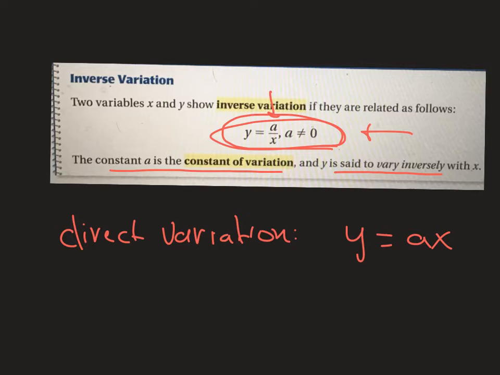Another way to write inverse is this. Think about taking the fraction out, multiplying both sides by x. You get x times y equals a. So if you don't know what a is, what the constant is, you can multiply your x and y, and that gives you your constant of variation, or your a, every time. Just multiply the x and y together.